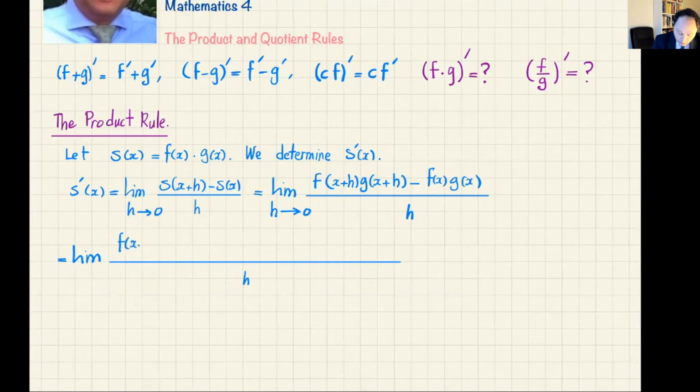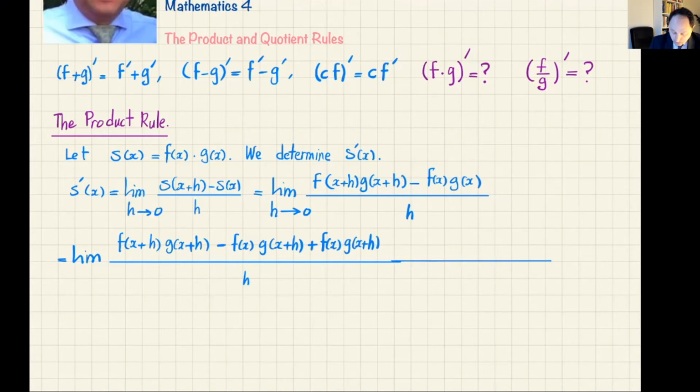I would write g of x plus h times g of x plus h. The first term I just copy and paste. Then I would write minus f of x g of x plus h, which was not there before. So I am subtracting this intentionally, but I have to compensate for that. So I have to add the same thing back so that I haven't changed anything at all. And then at the end, I also have this minus f of x g of x.